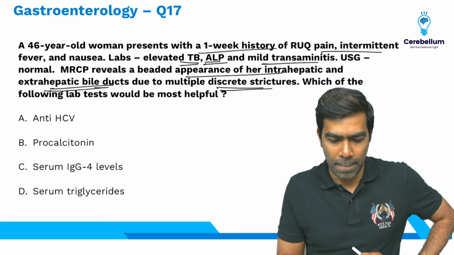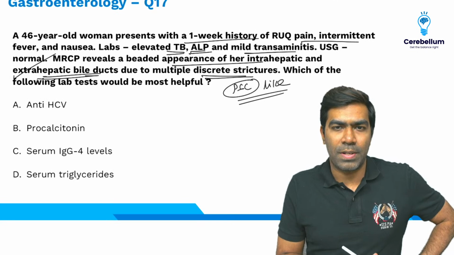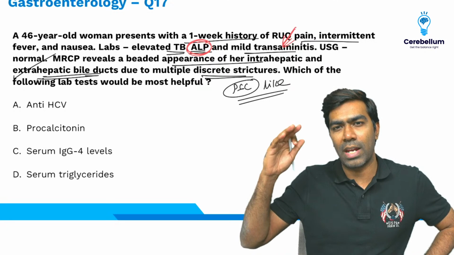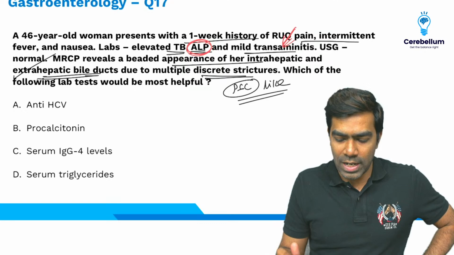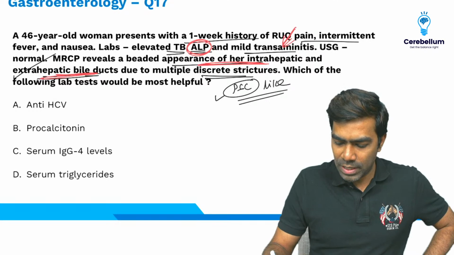So remember, here the patient is presenting with a PSC-like picture, primary sclerosing cholangitis. The patient has elevated alkaline phosphatase but only mild transaminitis. I told you already, whenever the patient has elevated ALP with normal or only mildly elevated AST and ALT, it is a cholestatic pattern. So, cholestatic pattern with MRCP showing beaded appearance of intrahepatic and extrahepatic bile ducts with multiple discrete strictures. So, PSC-like picture.